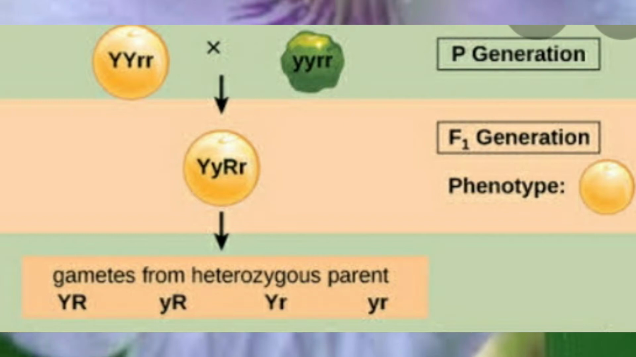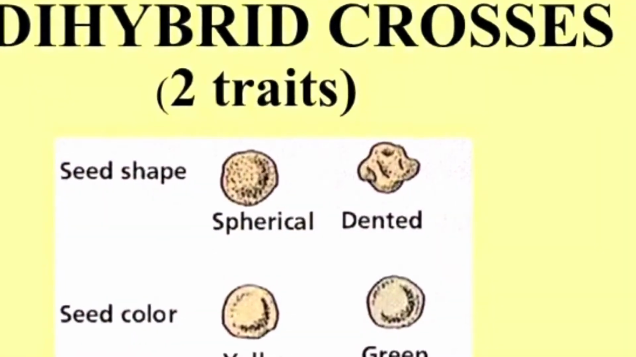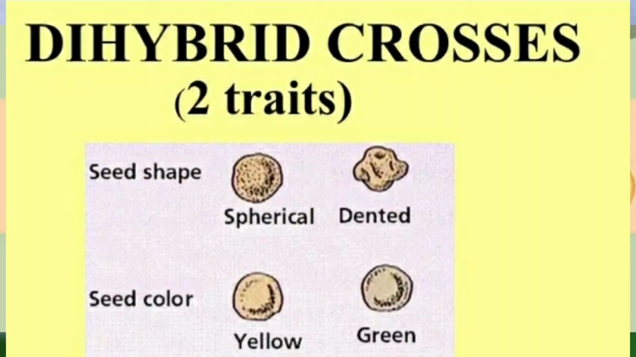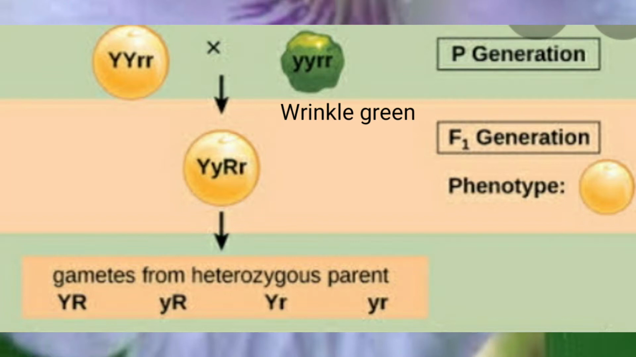You understood, children? Mendel took a pair of contrasting traits together for crossing. For example, color and shape of seeds at a time. He picked the wrinkled green seed and round yellow seed, children, and crossed them. He obtained only round yellow seeds in the F1 generation. This indicates that round shape and yellow color of seeds are dominant in nature. You all understood, children?